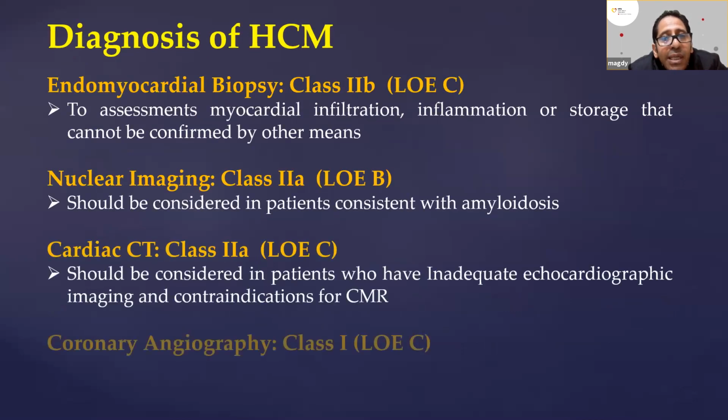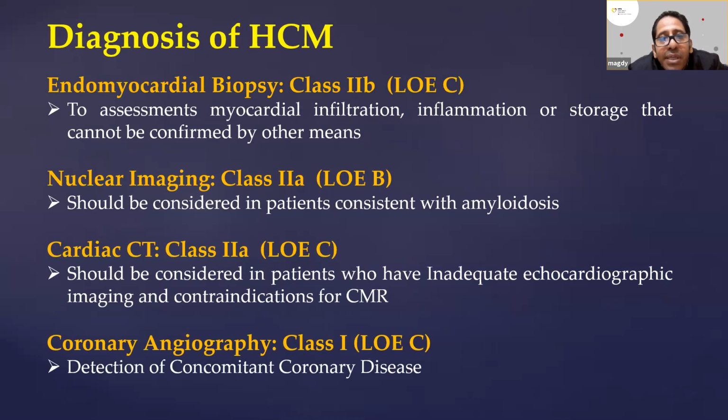Sometimes endomyocardial biopsy is recommended to rule out myocardial infiltration, inflammation, or storage disease. Nuclear imaging is a class 2A recommendation in patients with findings consistent with amyloidosis or to identify myocardial ischemia. Cardiac CT should be considered, class 2A, in patients who have inadequate echo images and a contraindication to CMR. And finally, coronary angiography is class 1, level of evidence C, for detection of concomitant coronary artery disease or detecting a myocardial bridge, which is common, around 25% or more, in patients with hypertrophic cardiomyopathy.